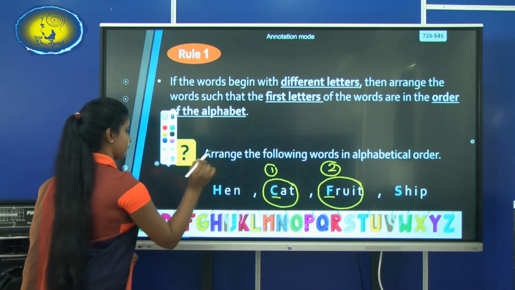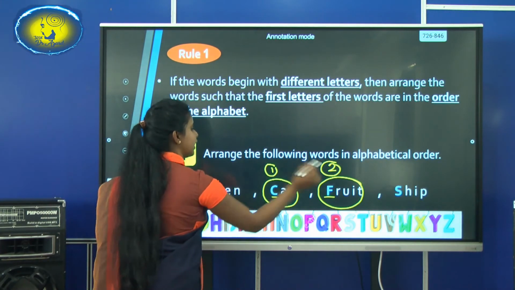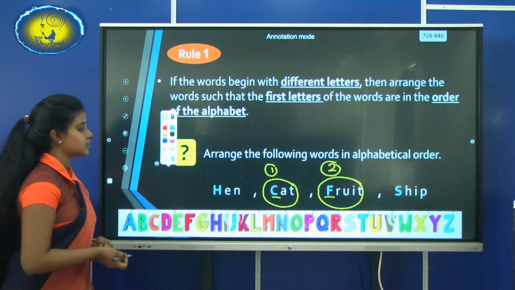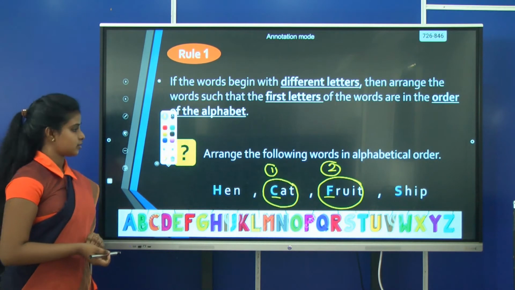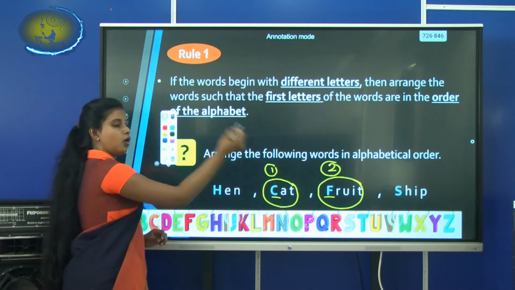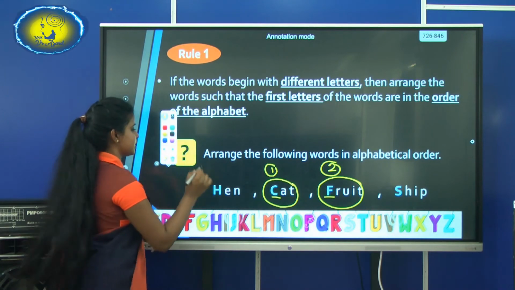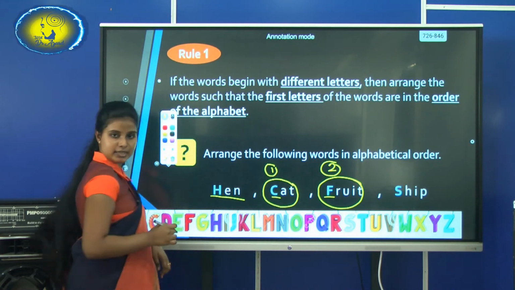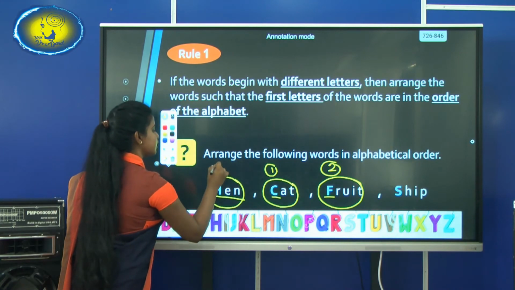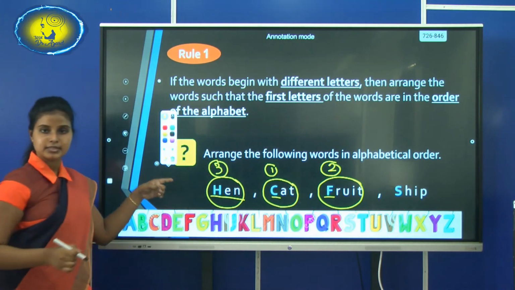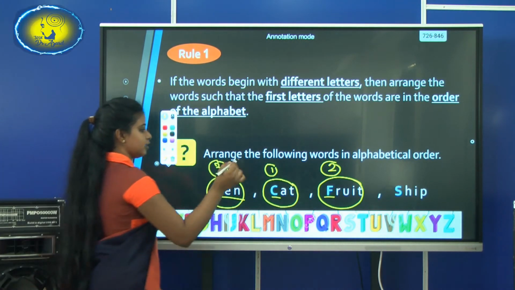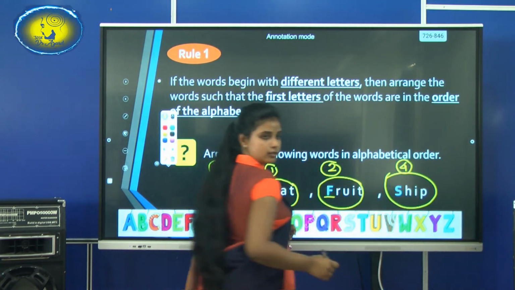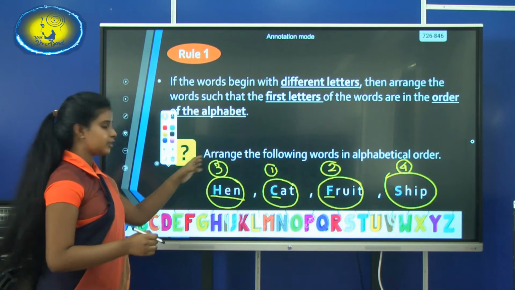Next. Now we have only hen and sheep. From these two words, which word comes first, children? Can you guess? Is it hen or sheep? Obviously it is hen. Because of this H letter, this hen comes third. And the other word is sheep. It comes fourth. Okay, children? Now you get the idea.